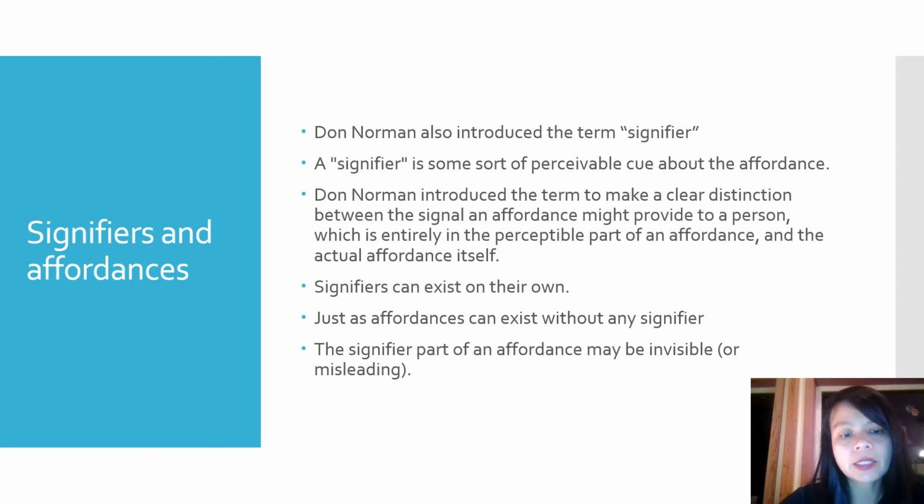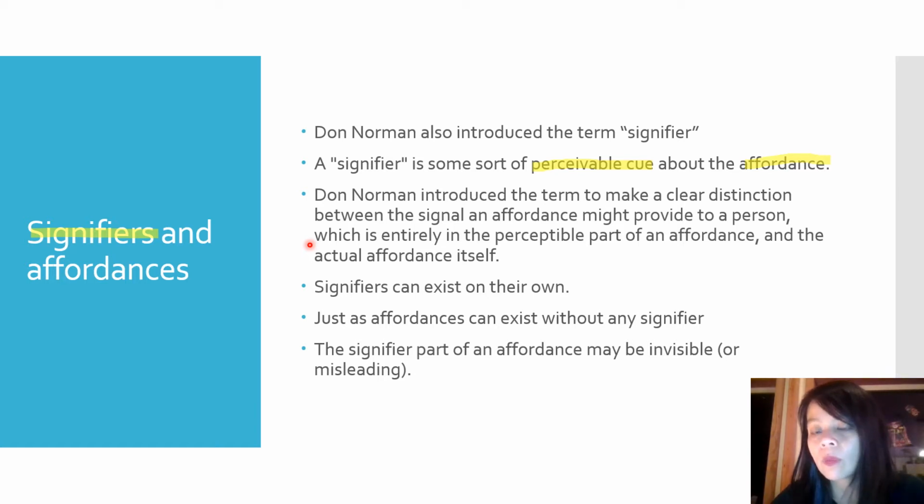The next term I'd like to talk about is signifiers. Don Norman also introduced the term signifier. A signifier is some sort of perceivable cue about the affordance. He introduced this term to make a distinction between the signal that an affordance might provide to a person, which is entirely the perceptible part of the affordance, and the actual affordance itself. So it's sort of like just the perceived affordance.